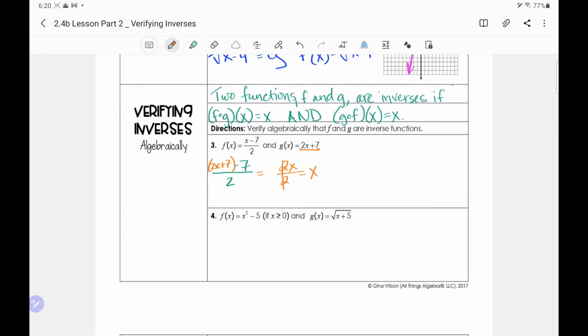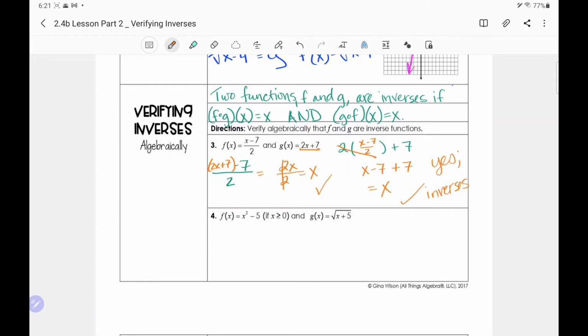So now let's look at it the other way around. If I have 2 times something plus 7, I've got to put the f of x in there where the x was. X minus 7. I should have changed my color like I did last time. So we'll change it back to the orange. We have x minus 7 over 2. And what's going to happen here? The 2's will cancel out, and I've got x minus 7 plus 7. Well, what happens there? We're just left with x. So both of these are x, and the answer is yes, they are inverses.